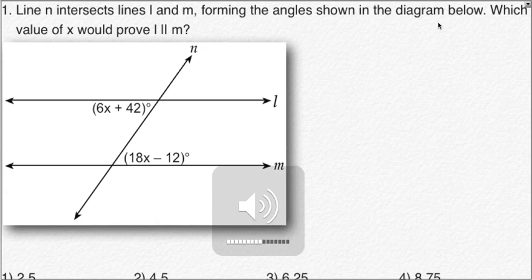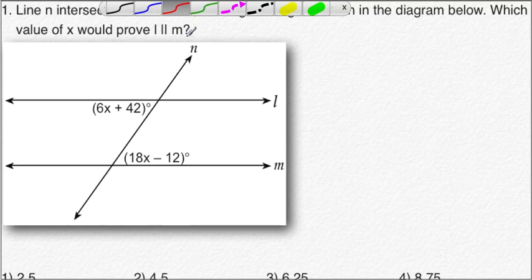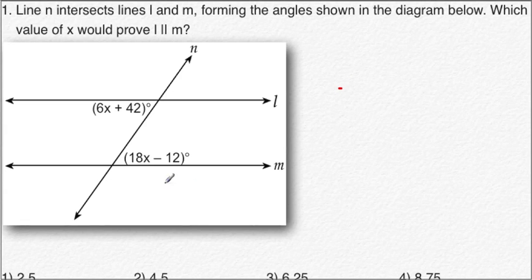Hello, so let us look at the questions from January 2012. Okay, here it goes. The first question, we have two parallel lines, and these two angles are given. But you will realize that these two angles are alternate interior angles. Yes, that means these two angles must be equal to each other. So let's set it up.